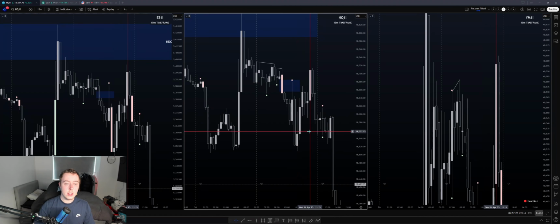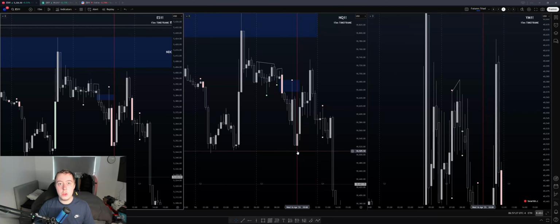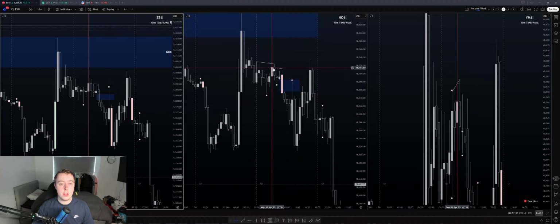Okay, so remember, news will either manipulate or distribute, and then whatever the news does, 9:30 will often do the opposite. Okay, so in this case, 8:30 news manipulation, 9:30 did technically manipulate higher, but it was more of like a retracement basically, and then it did give you that distribution lower.